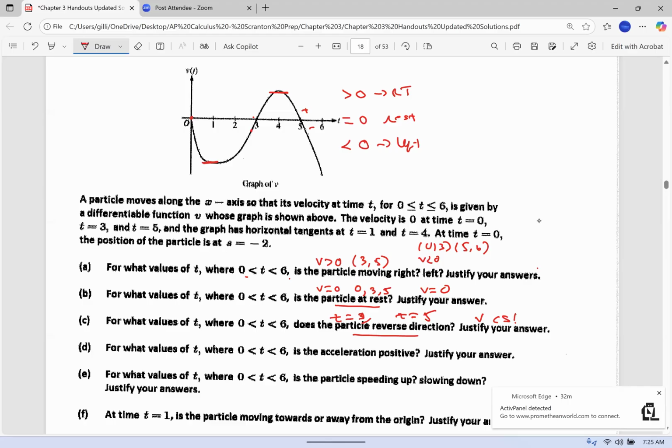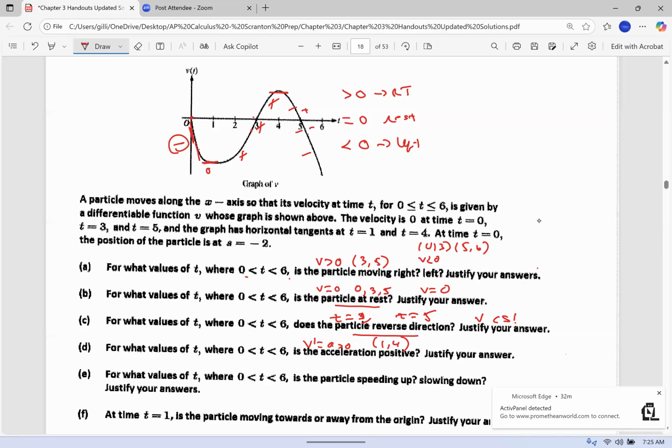For what values is the acceleration positive? The acceleration, v prime equals a. So how do I get to acceleration given the graph of v? I have to take its derivative. And the first derivative of a graph is the sign of the slope. So here, all my slopes are negative, slope is 0, all slopes are positive, and then all slopes are negative. Okay, so when's my acceleration positive? Where my slopes are positive, and that is happening from 1 to 4. Maybe I should pick which side I'm going on here, right?